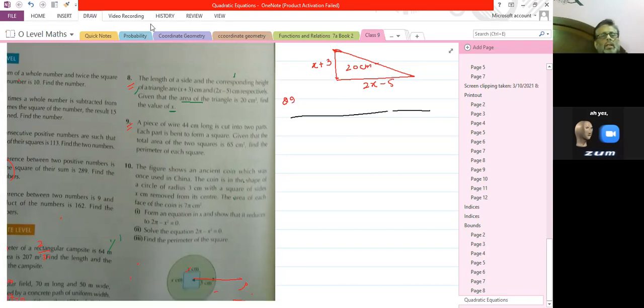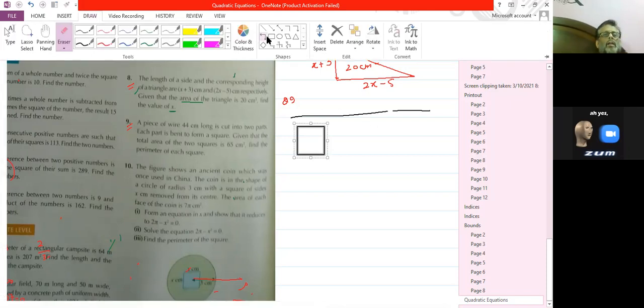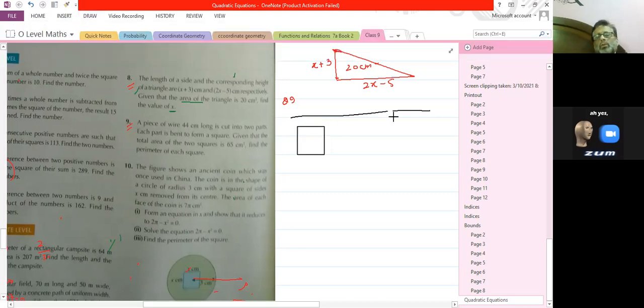Now, see, what is it saying? That you fold it, turn it into a square. So I turned these pieces into a square, and this small piece also I turned into a square. Now I know that a square has equal sides.